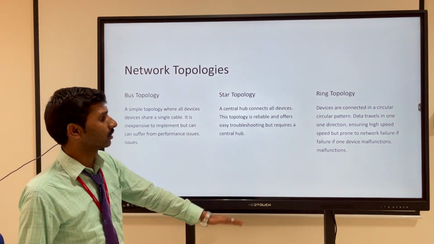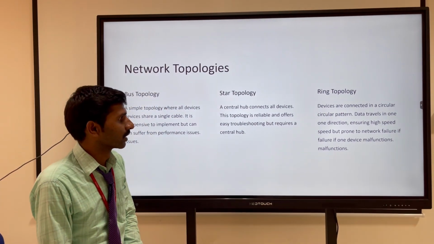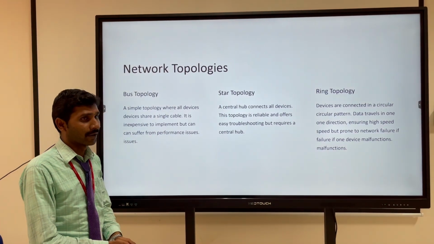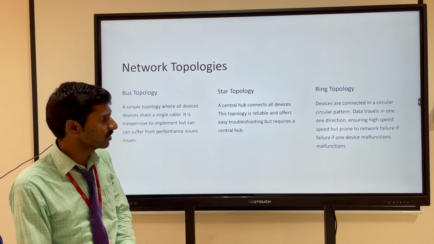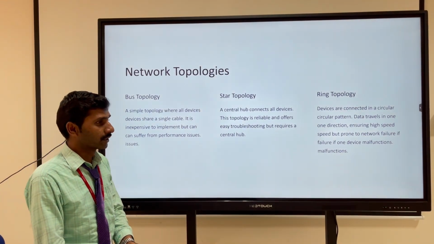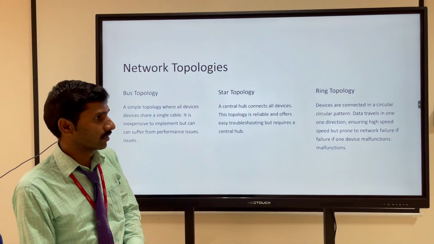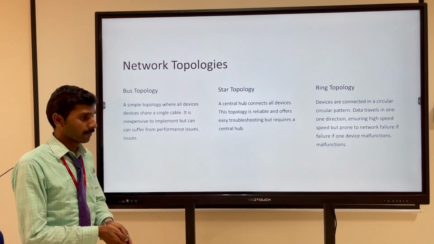The third one is ring topology. The name means ring, a circle. Devices are connected in a circular pattern. Data travels in one direction. It is also known as unidirectional, ensuring high speed of the network and helping avoid network failure for communication purposes.